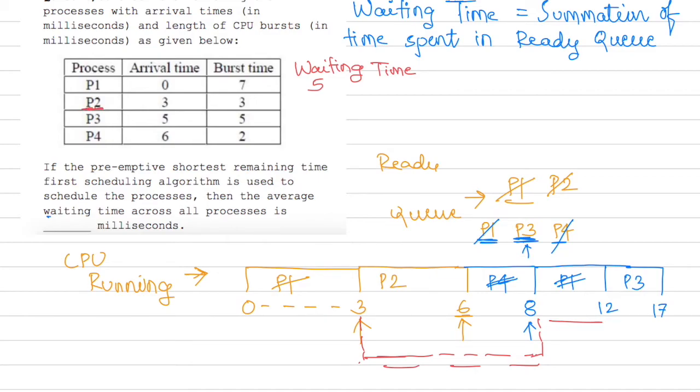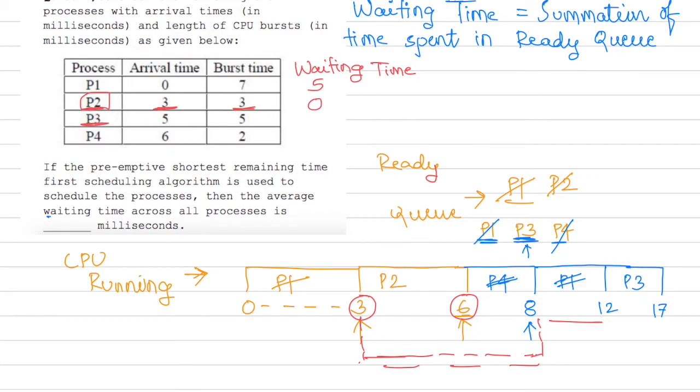Now let's focus on P2. P2 arrived at the third second, and at the third second itself P2 got the CPU, and it had the CPU till 6. So it had the CPU for all the 3 seconds of its burst time. So the time spent by P2 in the ready queue is 0. So we'll write here 0.